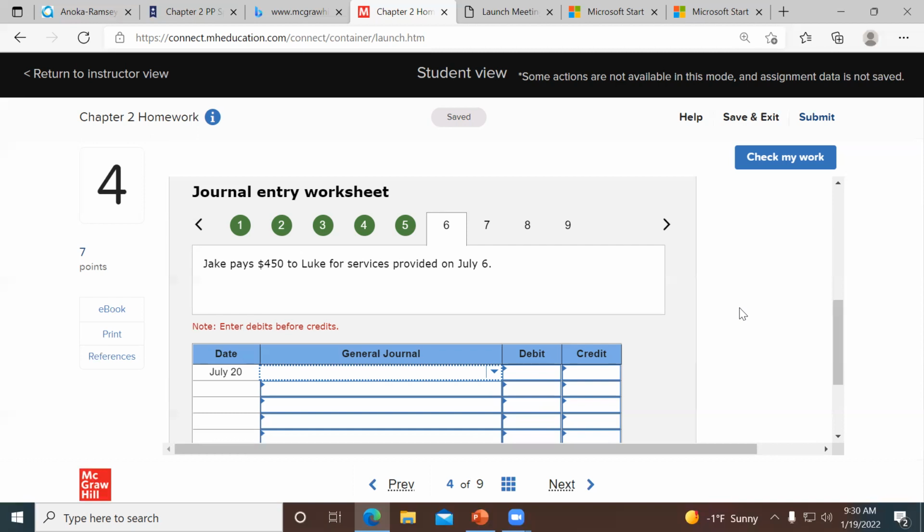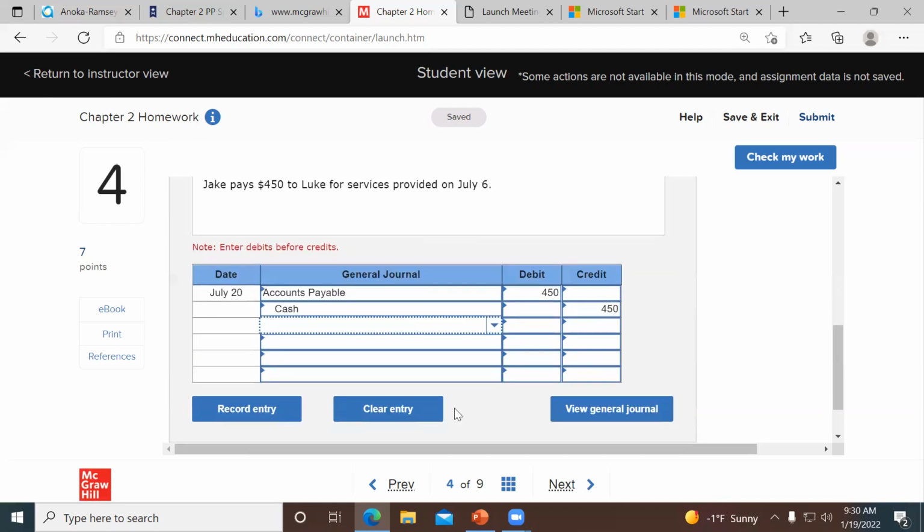Is it cash and accounts payable? Yes. So we will debit accounts payable because that's being debited, and we credit cash. Remember, we owed him money. Now that we've paid it, we don't owe the money anymore.